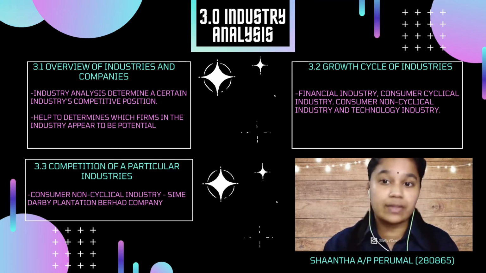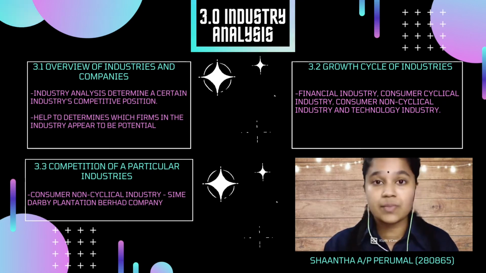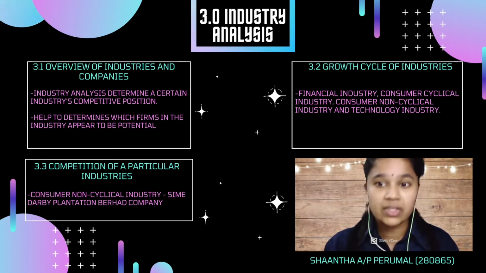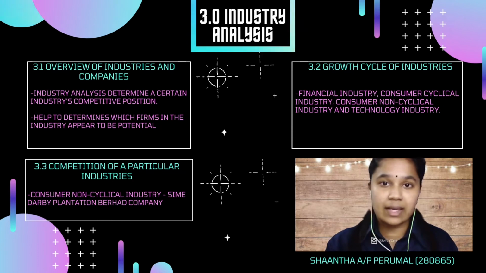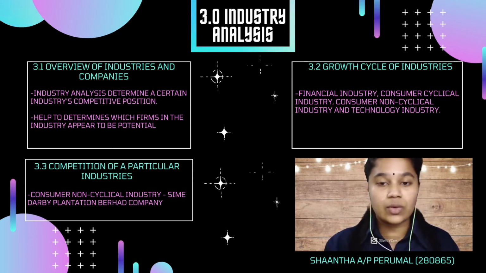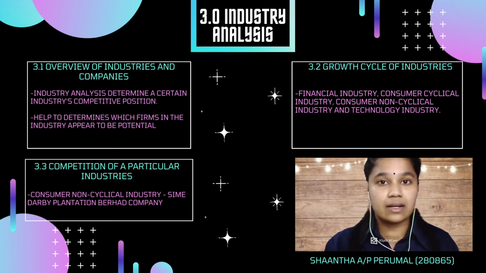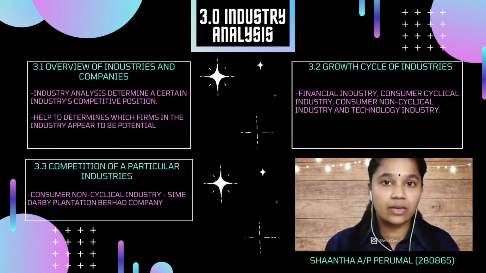There are 4 types of industries that we've chosen, such as financial industry, which consists of Allianz Malaysia Berhad and Hong Leong Financial Group. The next one is consumer cyclical industry, which consists of Aeon Company Berhad, and the next one is consumer non-cyclical industry, which is Sam Darby Plantation Sendirian Berhad, and the last industry is technology industry, which is End-to-End Connect Berhad.